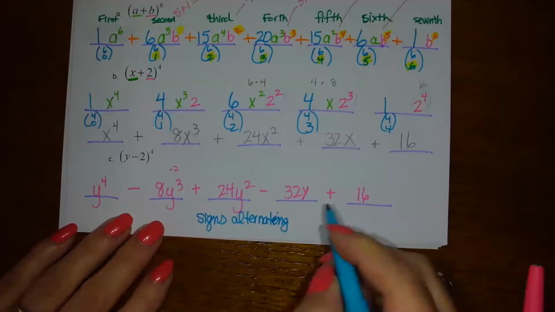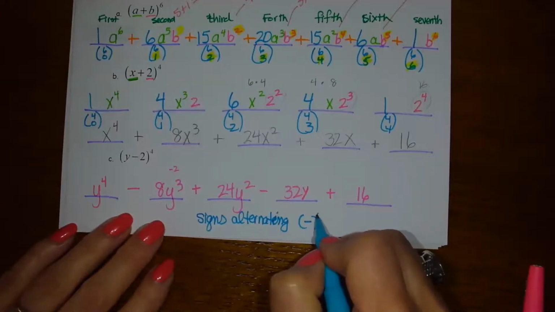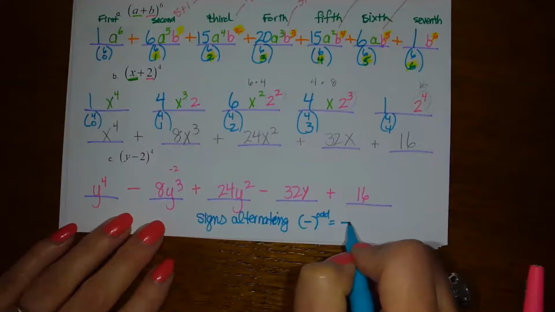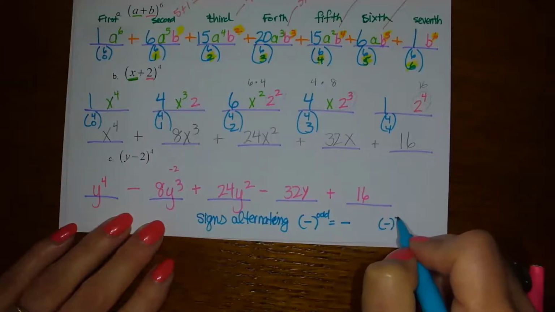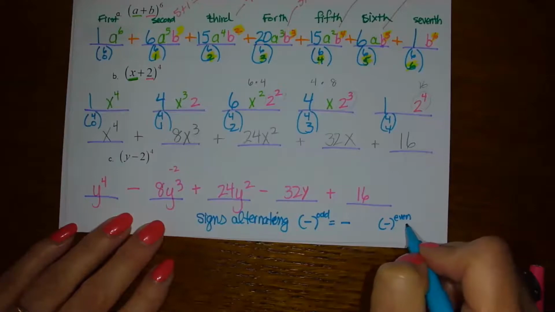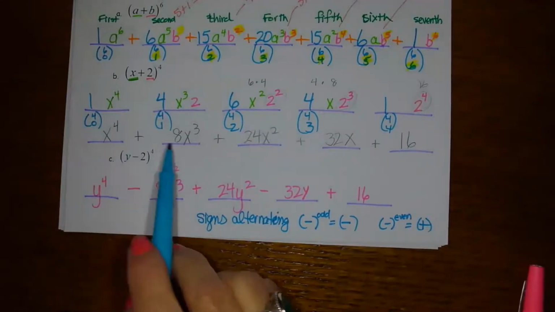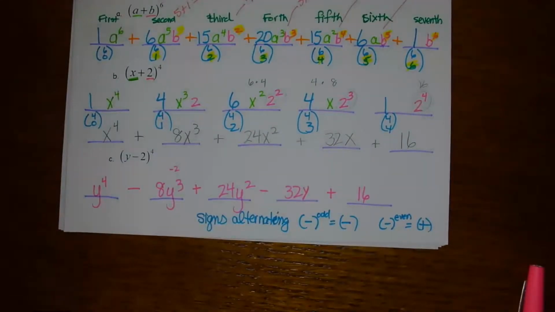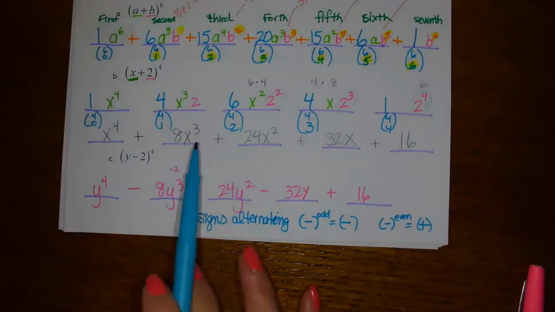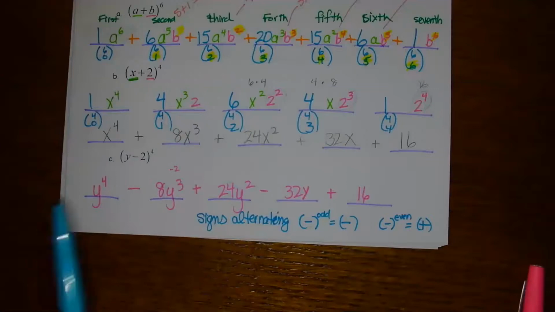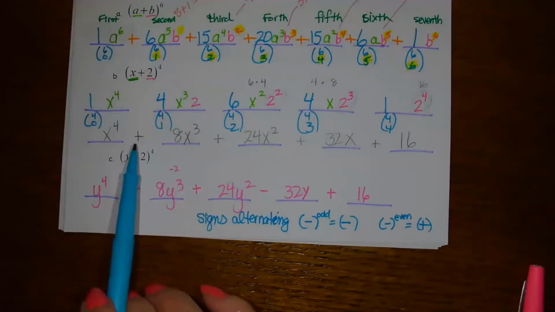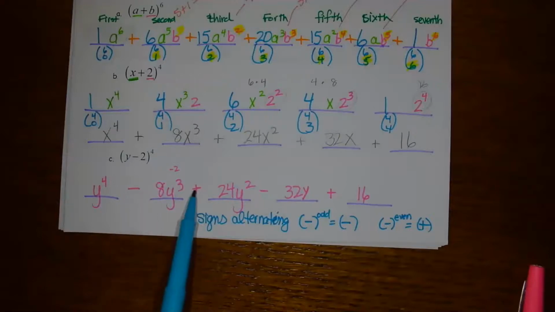Why is that again? Because a negative to an odd power is negative, and a negative to an even power equals positive, right? And as we count down, our powers go in order, right? 4, 3, 2, 1. So if we're in front of an odd power, we're going to be negative. If we're in front of an even power, we're going to be positive, right? Does that make sense? You got this?